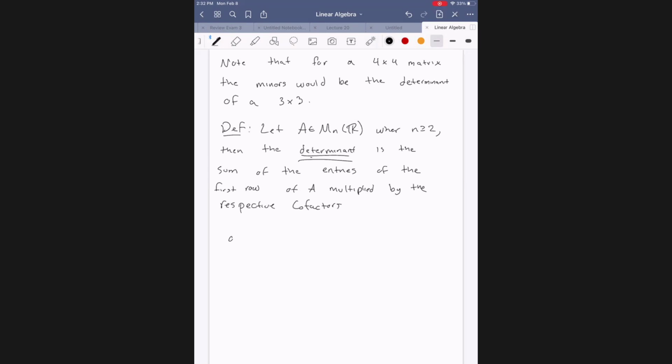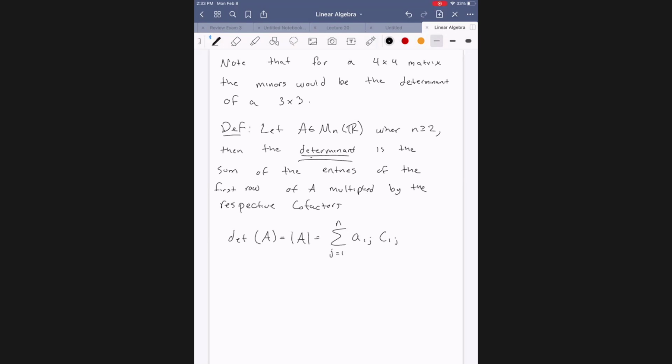So basically, it'll look something like this. The determinant of A is going to equal, well, you can also denote it this way, the sum from j equals 1 to n of a1j, sorry, not i, it should be the first row, of c1j, okay? So, pretty ugly definition, but we'll see that it isn't that bad once we start to see the pattern.